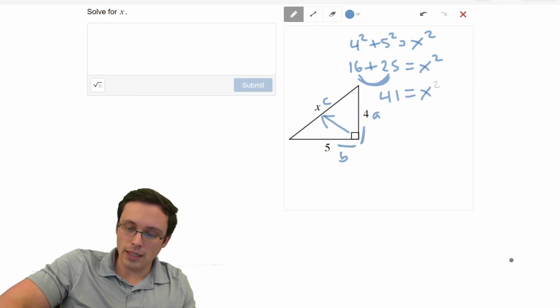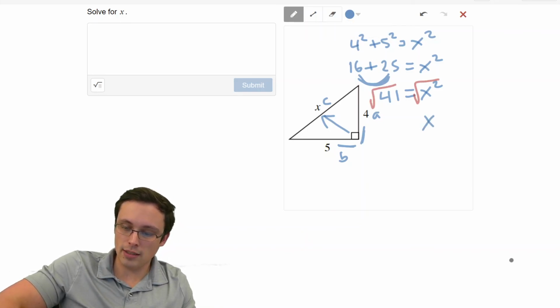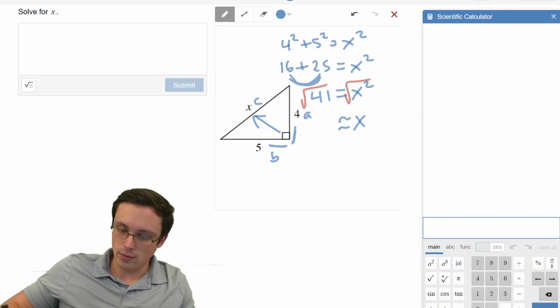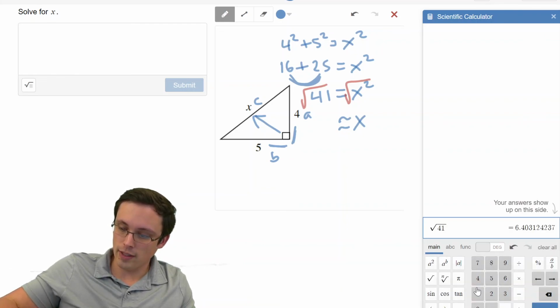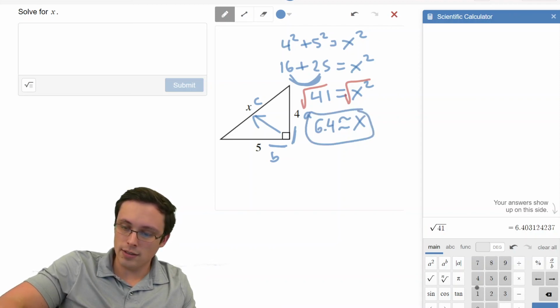It is equal to x squared, and don't forget that last little bit, which is to square root to get rid of the square. That's going to leave us with our final answer, which will be x is approximately whatever the square root of 41 is. So let's go square root of 41, and that's about 6.4. There's our answer.